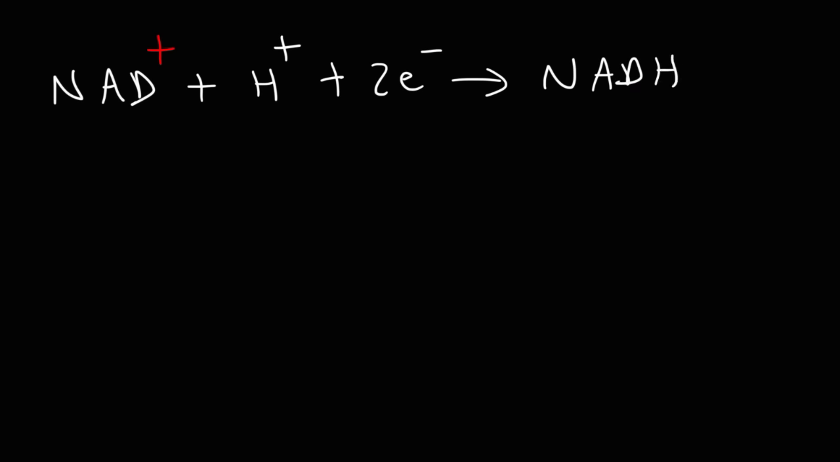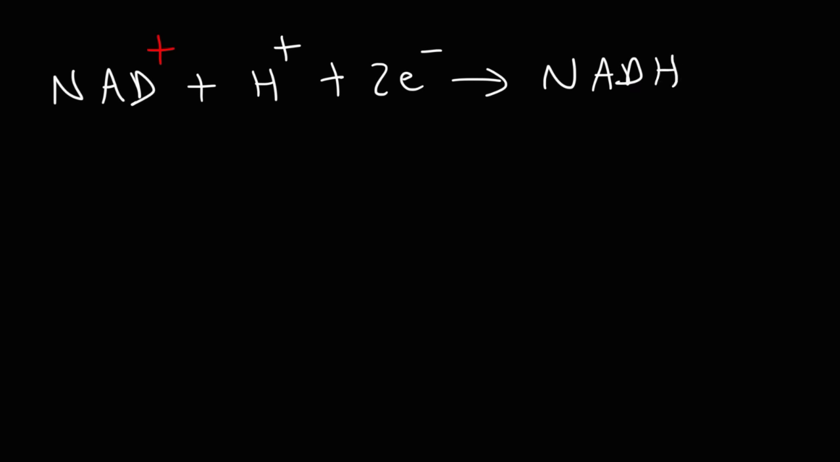Now, decarboxylation does occur. So A is true. Now, what about B? NAD plus is reduced to NADH. That is also true. As we could see, the oxidation state goes from positive 1 to 0. So the oxidation state decreases, which means that it's reduced. And it also means that NAD plus received electrons to become NADH. So this is the true statement.